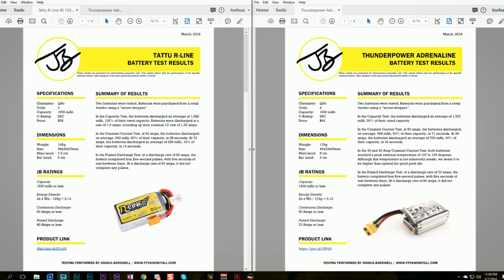Getting back to this particular test, I've got to tell you, I was surprised. I really expected these batteries to be closer. Honestly, they're both top-notch batteries, but it was clear from the very beginning of the test that the R-Line was doing better than the Adrenaline. It's even more surprising because the R-Line is actually cheaper. The R-Line comes in at $38. The Thunder Power comes in at $45. Between the two, I guess you should buy the R-Line. Right? It did better in the performance, and it's cheaper.